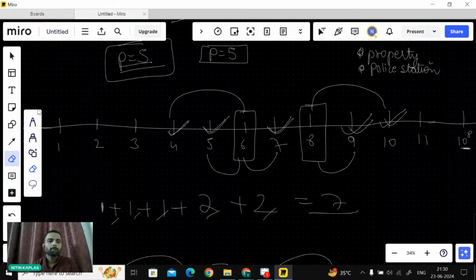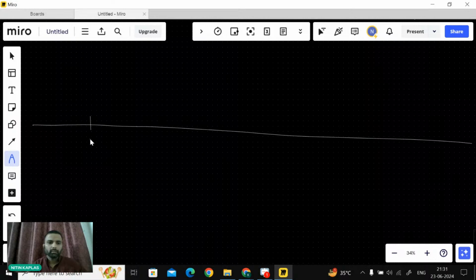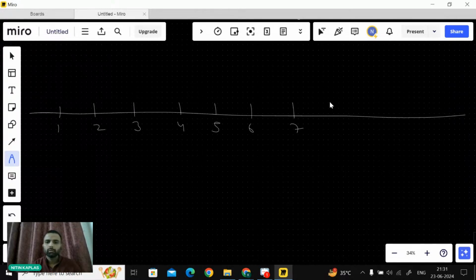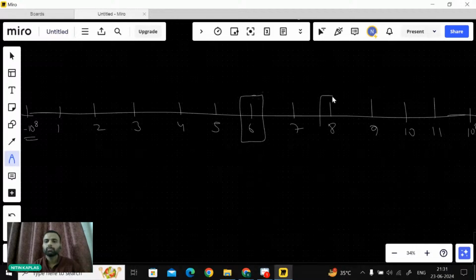So the main idea is, let me add again, 1, 2, 3, 4, 5, 6, 7, 8, 9, 10, 11. Here we have 10 raised to power 8. Here we have minus 10 raised to power 8. So that's our station numbers.